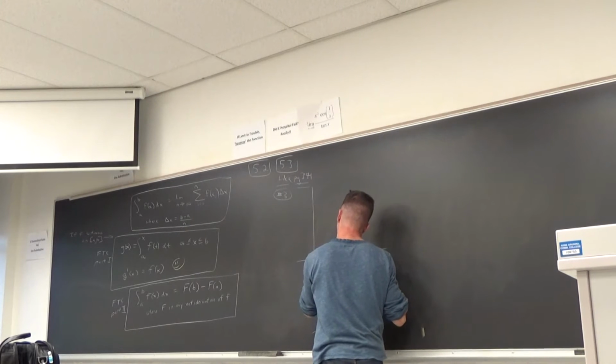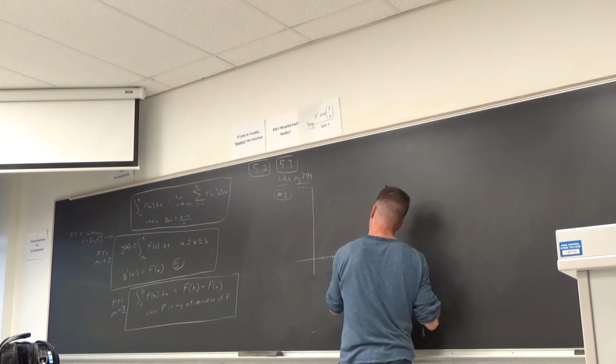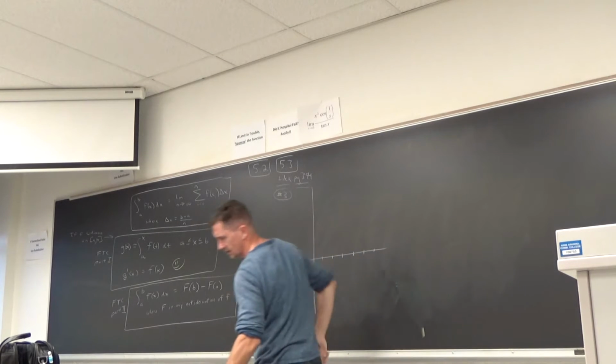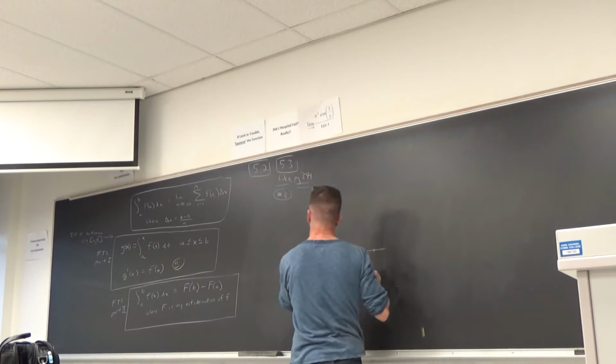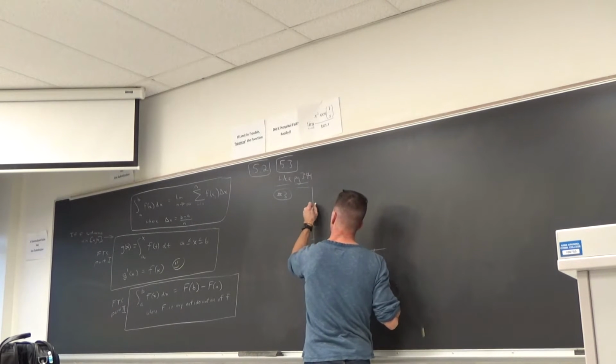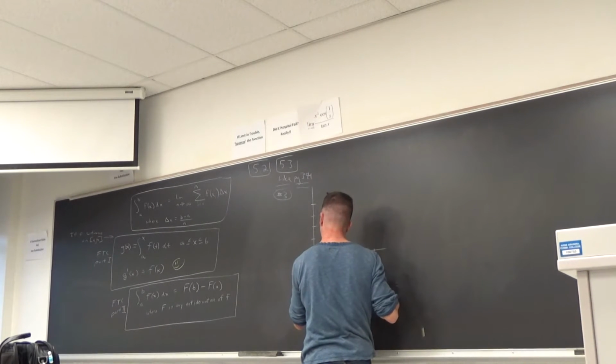1, 2, 3, 4, 5, 6. How did I make this? I'm going to go up to 5. 1, 2, 3, 4, 5. 1, 2, 3.